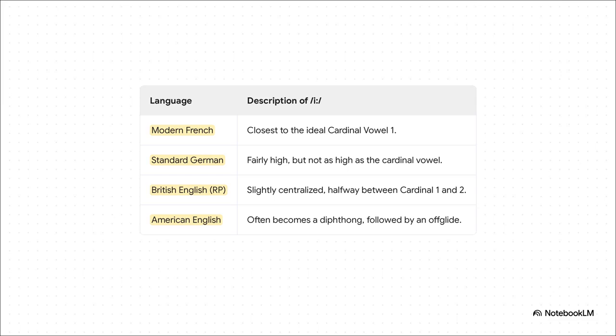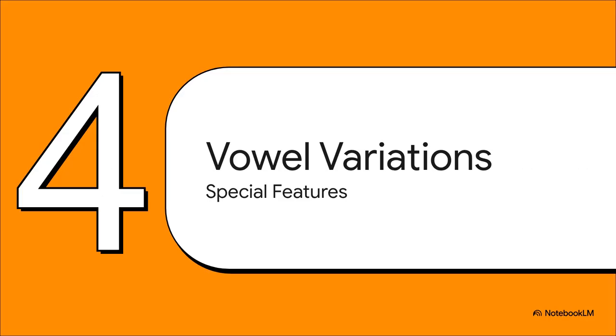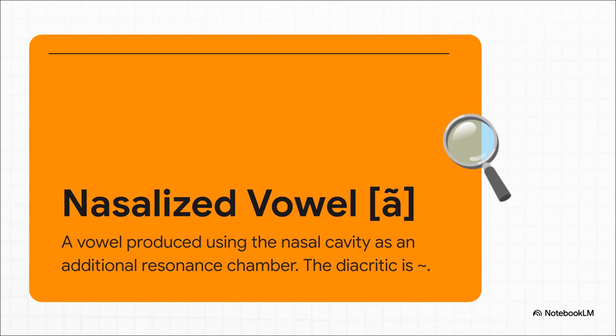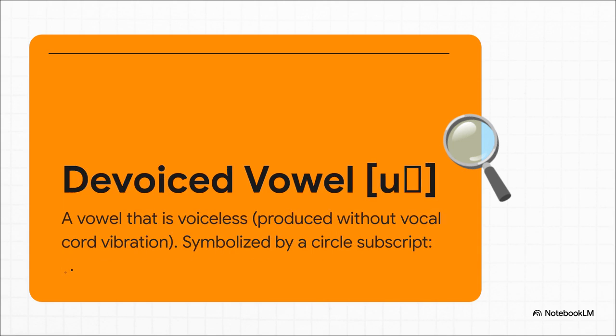Isn't that wild? And the complexity, oh, it does not stop there. Beyond just their position on the map, vowels can have all these special features that give speech its unique texture and color. For example, in what are called nasalized vowels, the airflow is allowed to pass through your nose as well as your mouth. This is super common in languages like French and Portuguese, and it adds a completely different resonance to the sound.